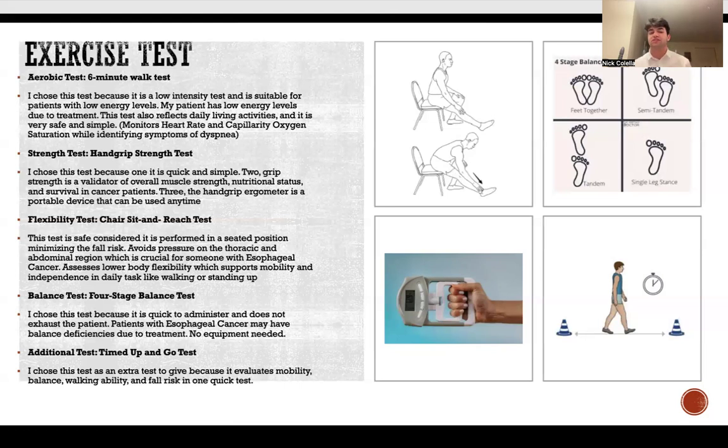For flexibility, I would choose a chair sit and reach test. I would choose this test because it minimizes the risk of falling, avoids pressure on the thoracic and abdominal region, which is crucial for someone with esophageal cancer, and it assesses lower body flexibility. For balance, I would put her through a 4-stage balance test.